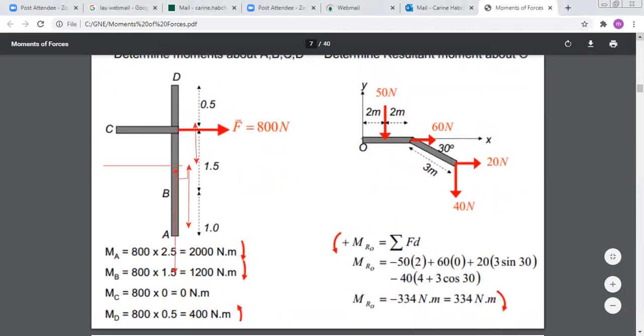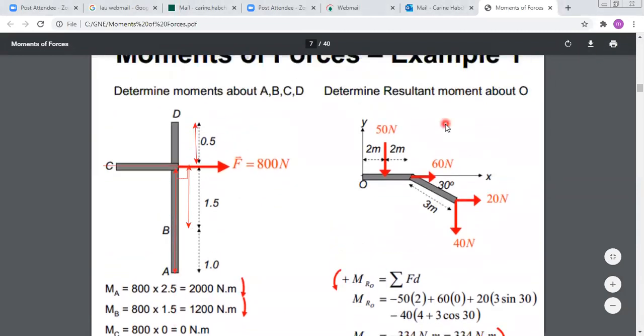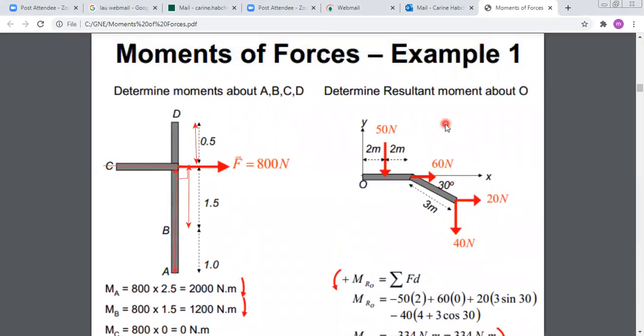Now, in the second example, we want to determine the resultant moment of this system of forces about point A. Okay? To do this, all we have to do is to sum the moments of all forces about this point. Okay? So let us look at our figure.